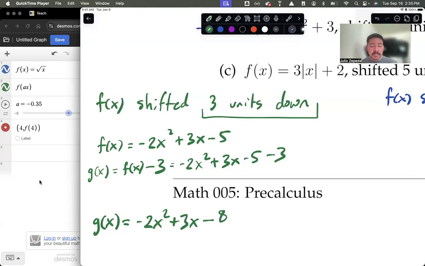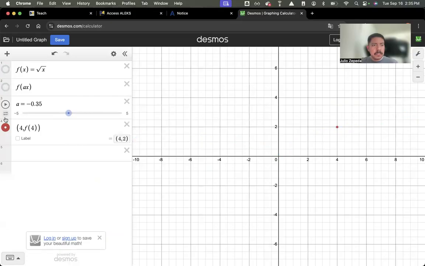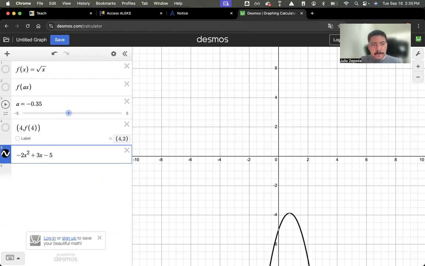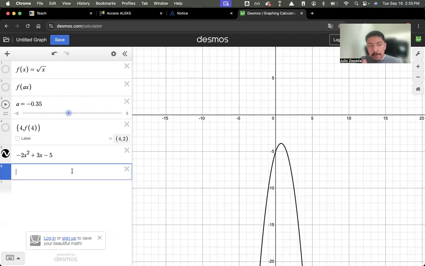And since we're towards the end here, why not? Let's graph this just to see. Desmos is a very good tool when you're doing your homework. Negative 2x squared plus 3x minus 5 was the original function. There it is. And so is my function, the original function shifted down 3 units? We'll find out. Yes, it looks like it's just 3 units lower.